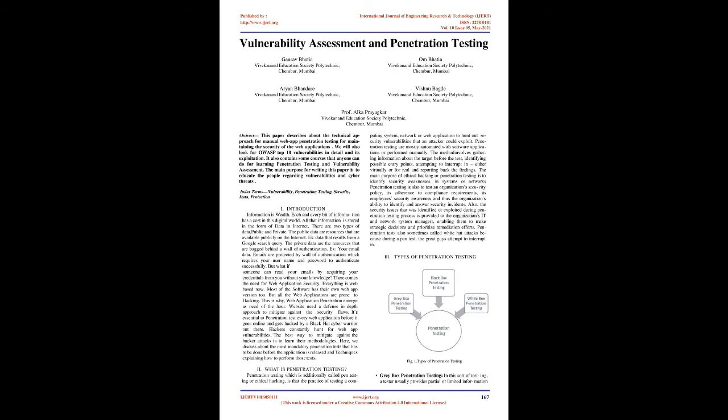Information is wealth. Each and every bit of information has a cost in this digital world. All that information is stored in the form of data on the Internet. There are two types of data: public and private. The public data are resources that are available publicly on the Internet, for example, data that results from a Google search query. The private data are the resources that are behind a wall of authentication, for example, your email data. Emails are protected by a wall of authentication which requires your username and password to authenticate successfully.